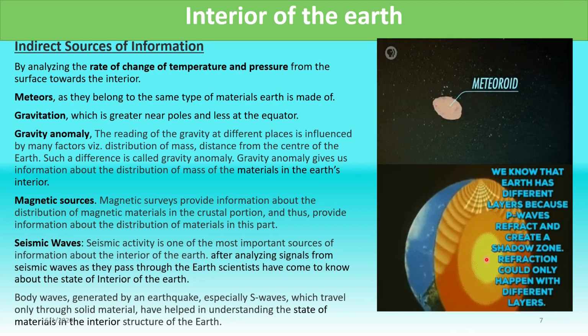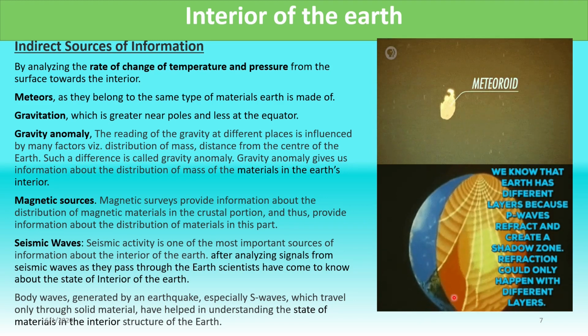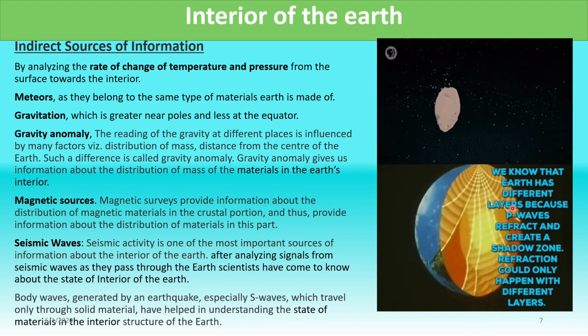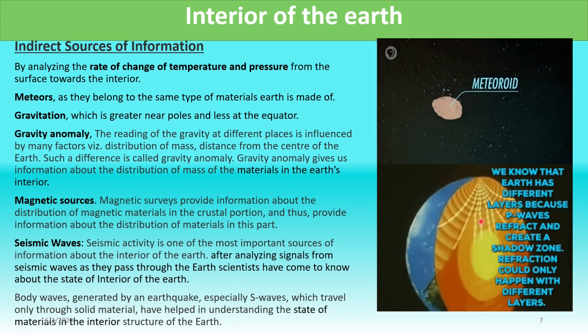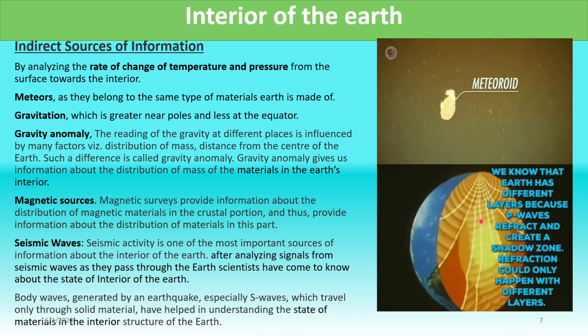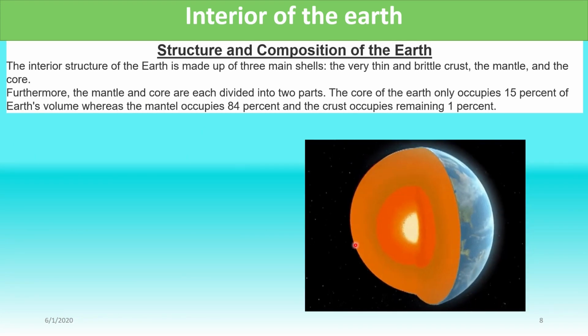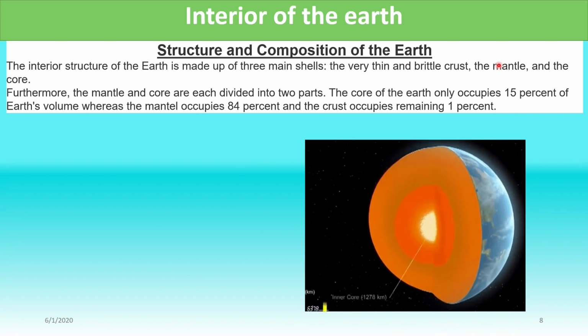So in that case, we are getting the shadow zone over here, and we are getting information about the state of matter within the Earth's crust or interior of the Earth. Structure and composition of the Earth.